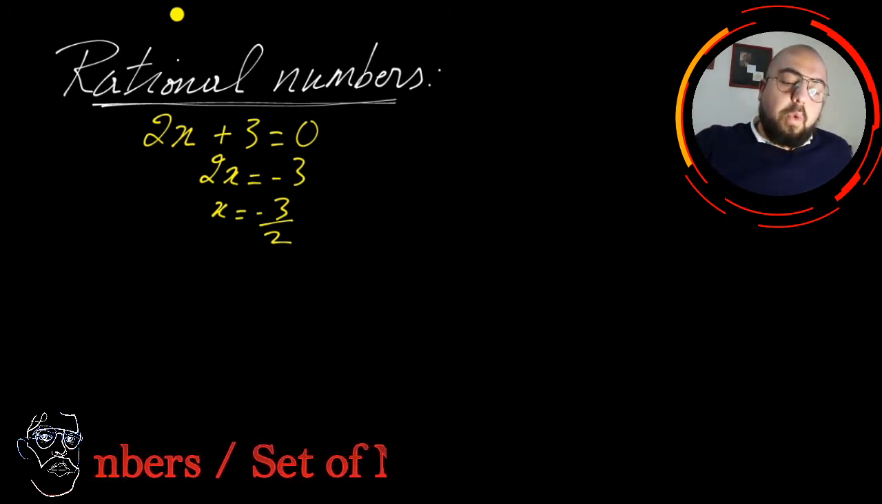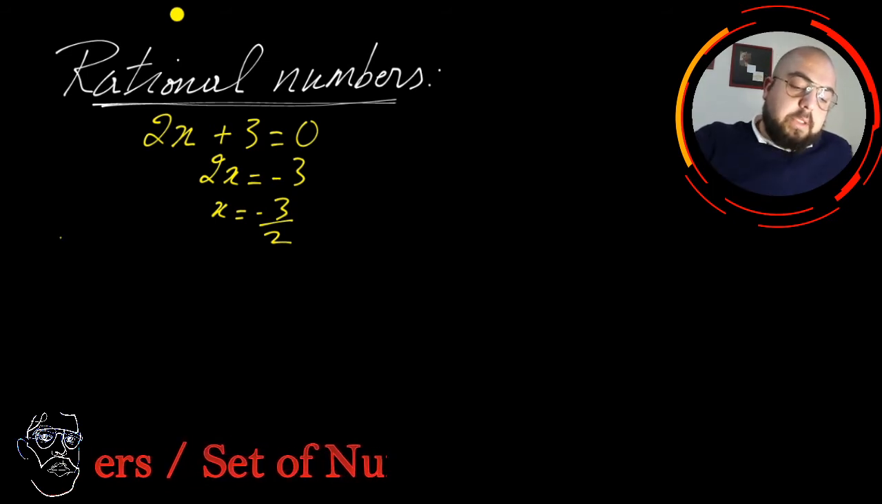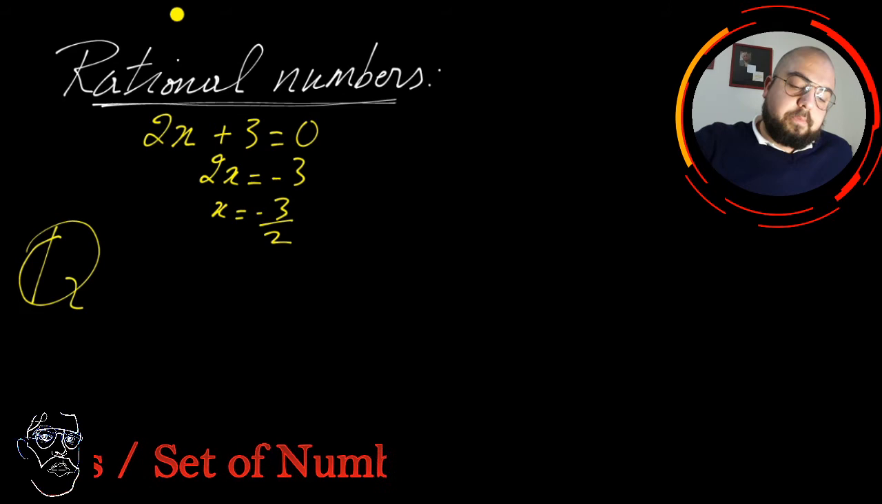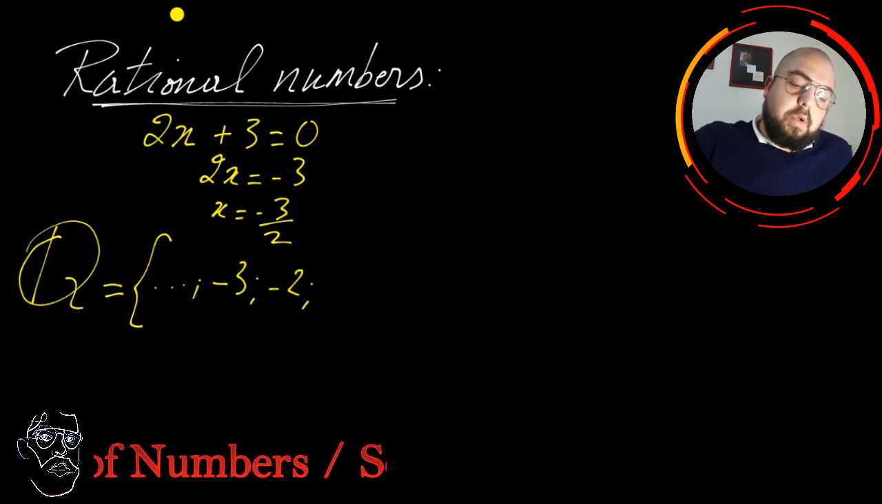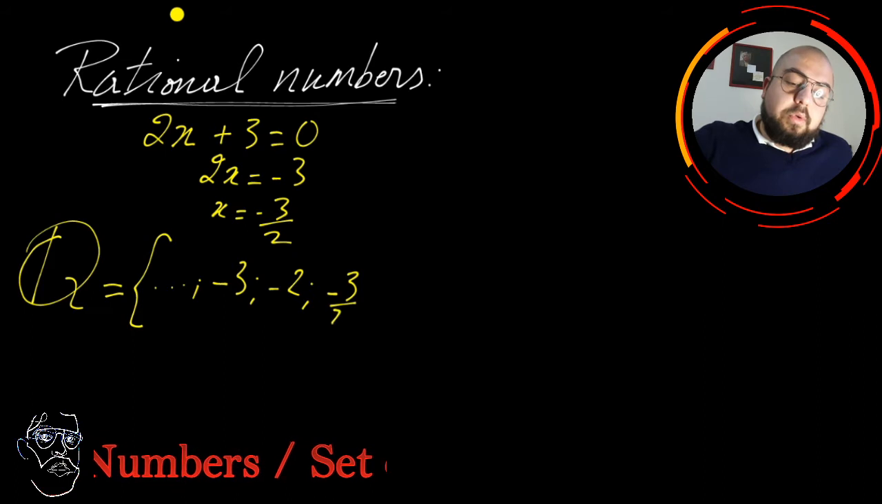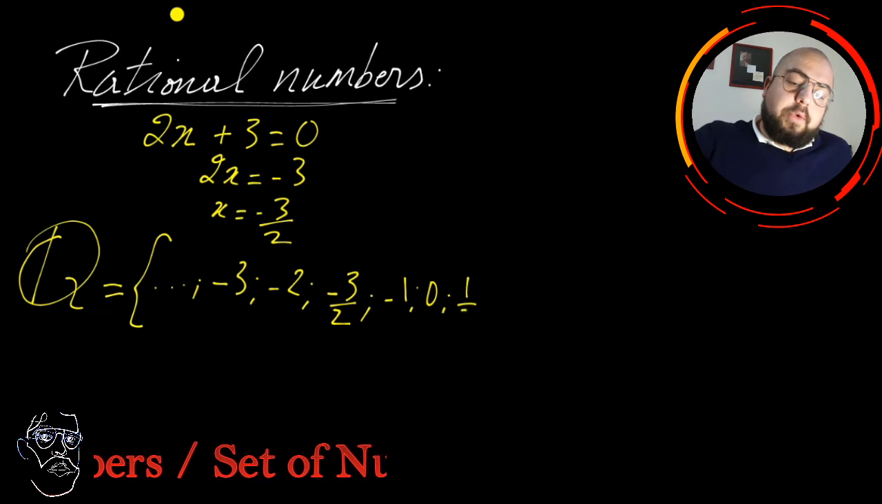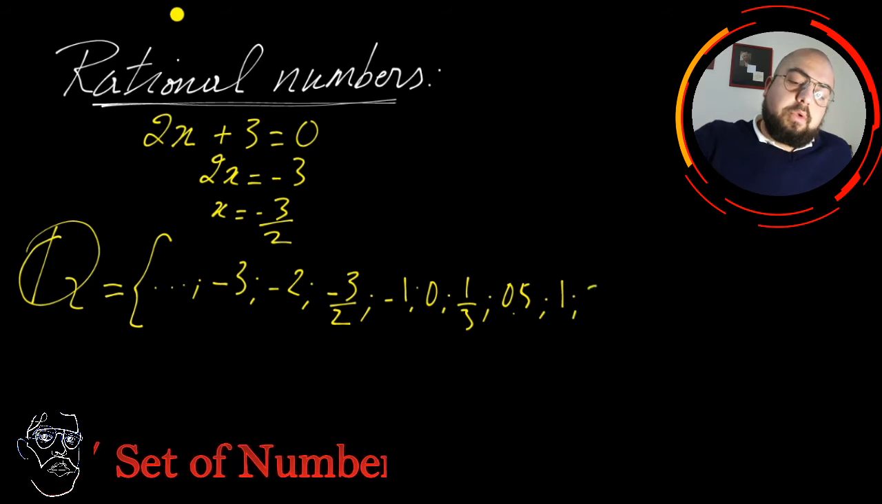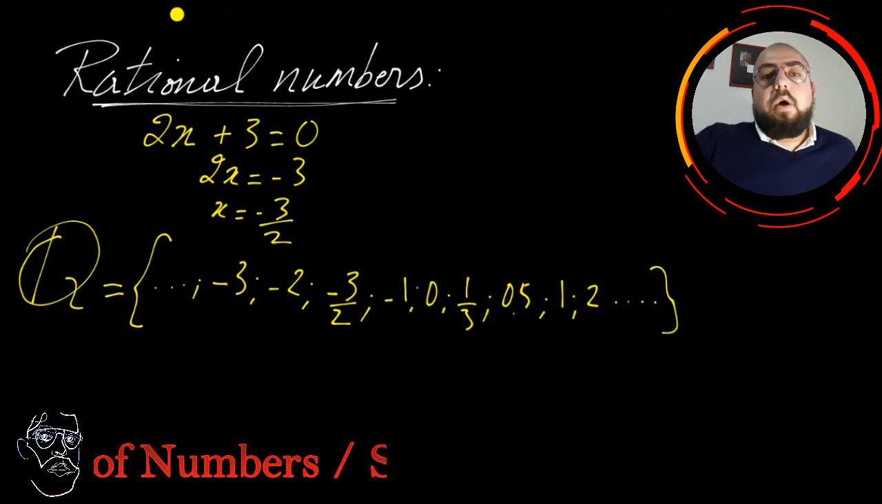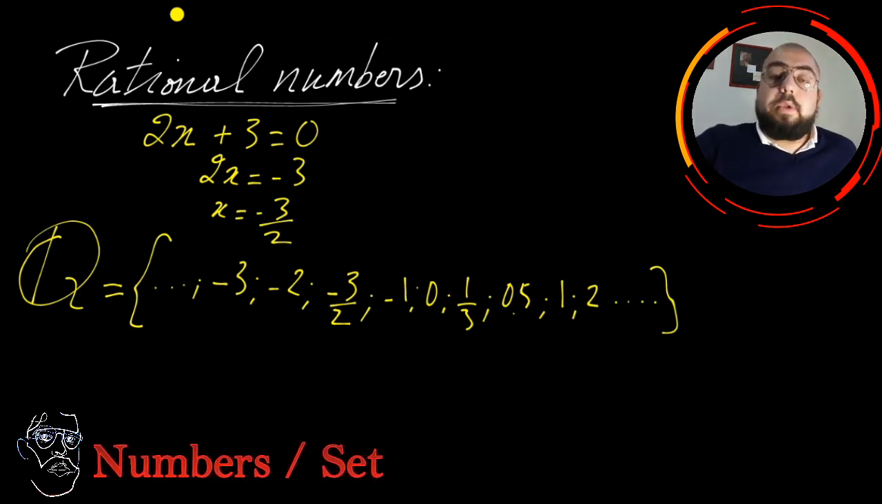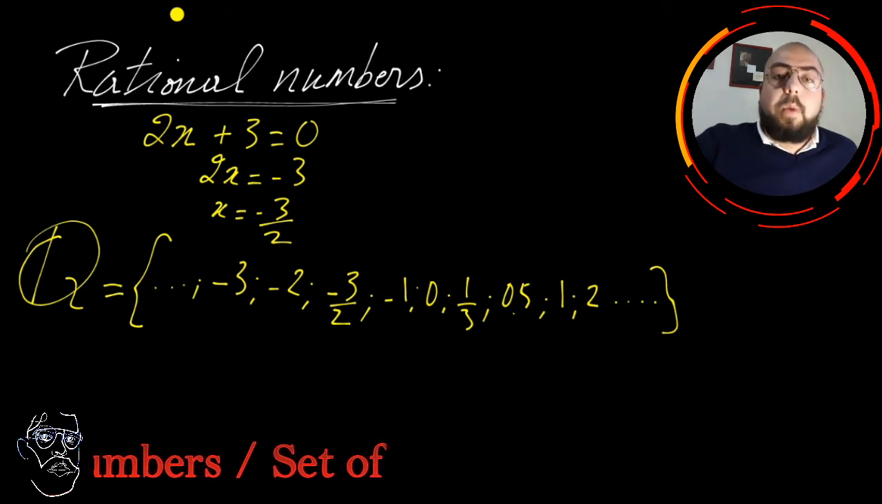It is denoted by Q, and of course the same idea. So let's say -3, -2, -3/2, -1, 0, 1/3, 0.5, 1, 2, etc. So I can have fractions, decimals, even the periodic numbers are included in the rational numbers, and it is denoted by Q.